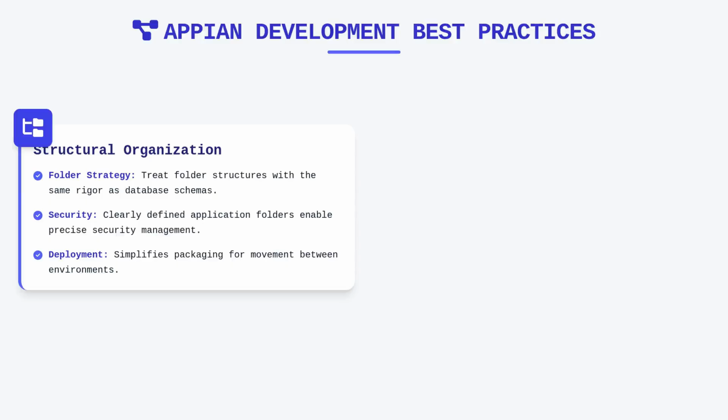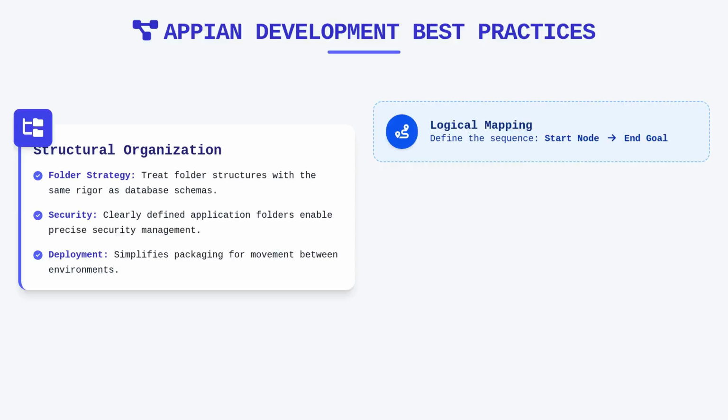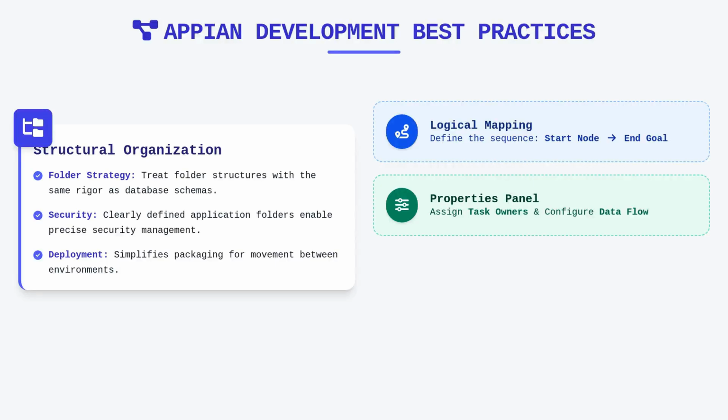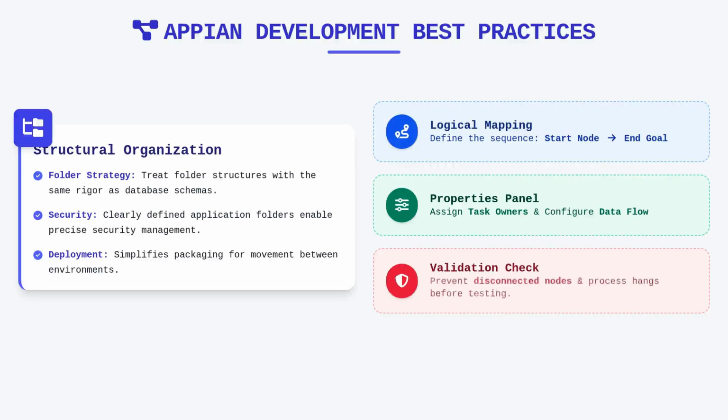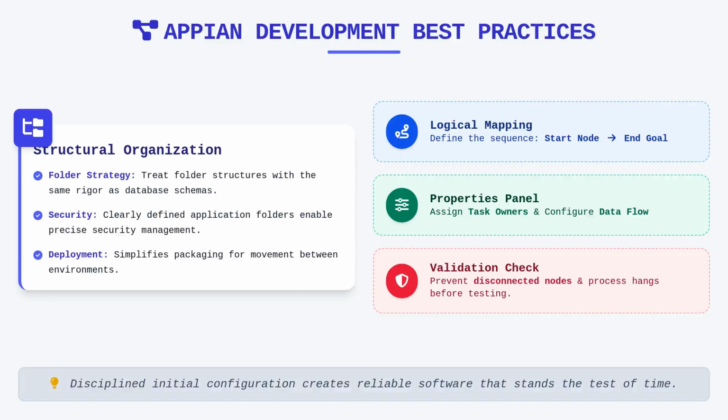When you embark on creating your first automated business logic flow, start by mapping out the logical sequence of events, ensuring you have a clear understanding of the start node and the end goal. Use the Properties panel to assign appropriate task owners or to set up data flow, and always perform a validation check before you attempt to test your model. Validating a model identifies missing configurations or disconnected nodes, saving you from the frustration of a process that hangs during execution due to incomplete setup. By maintaining a disciplined approach to these initial configuration steps, you lay the groundwork for reliable software that stands the test of time.